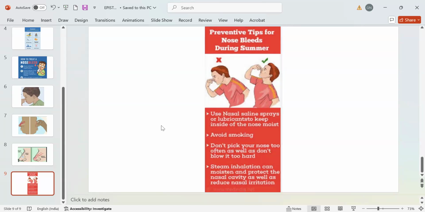Then other preventive measures are to avoid smoking. Don't pick your nose. The children who have the nose picking habit should avoid it. Steam inhalation also moistens and protects the nasal cavity, and it reduces the irritation. Avoid blood thinning medications like aspirin, NSAID, warfarin. These can cause bleeding. Drugs and alcohol, obviously, have to be avoided.